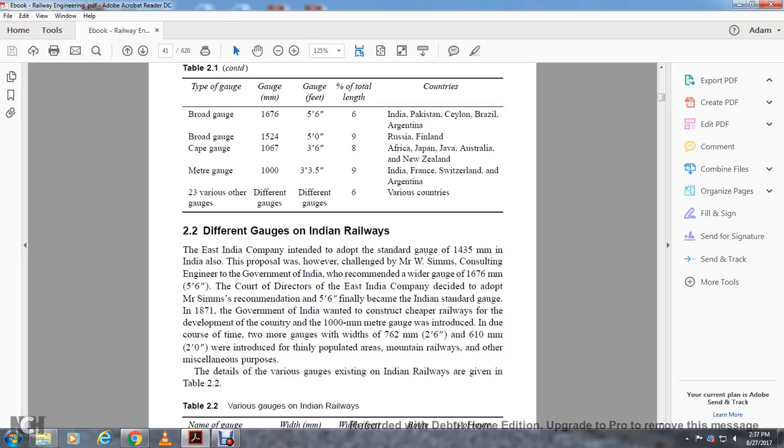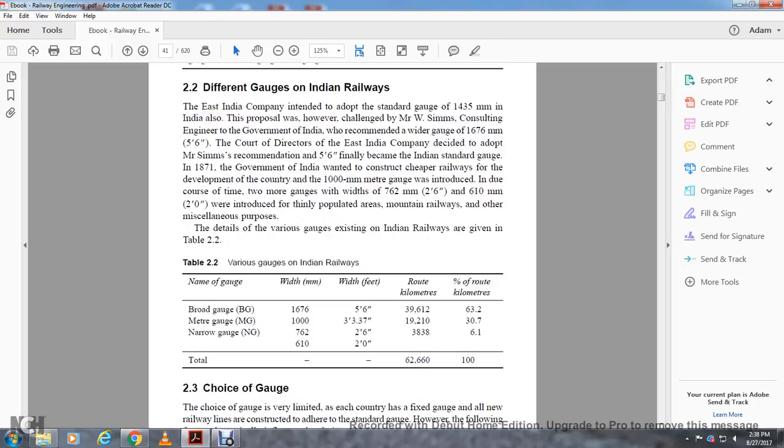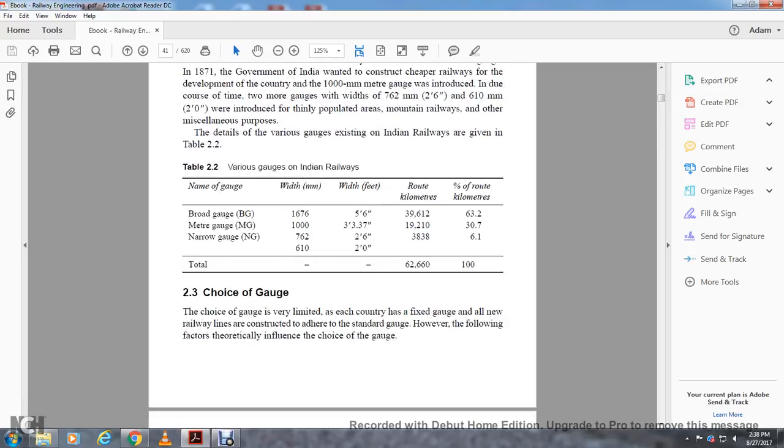The government in India wanted to construct cheaper railways for the development of the country, so the 1,000 millimeter gauge was introduced, and due to the course of time two more gauges, of the width of 762 millimeters, or 2 foot 6 inches, and 610 millimeters, or 2 foot, were introduced for thinly populated areas, mountain railways and other miscellaneous purposes. The details of the various gauges existing in Indian Railways are given in Table 2.2. Your broad gauge, BG, is 5 foot 6.5 inches. Your meter gauge is 3 foot 3.37 inches, or 1,000 millimeters. Your narrow gauge is 2 foot 6 inches.